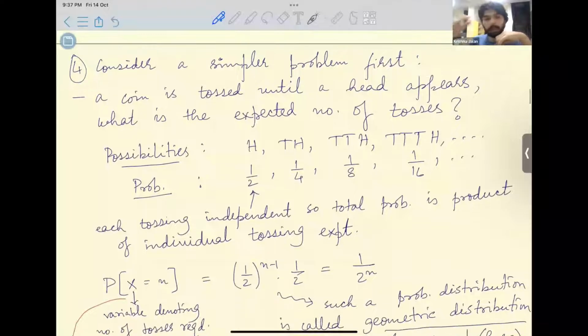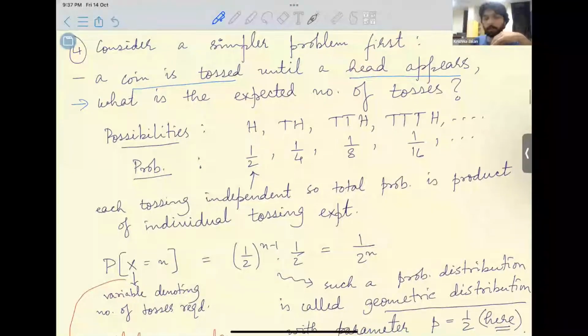Okay, so first we consider a simpler version of this problem. A coin is tossed. A coin which is unbiased, it has equal probability of getting a head and a tail. So a coin is tossed until a head appears. So this is my event: until a head appears, I keep on tossing the coin. The equivalent question that arises is, what is the expected number of tosses, or on average, how many coin tosses do I have to do to get a head?